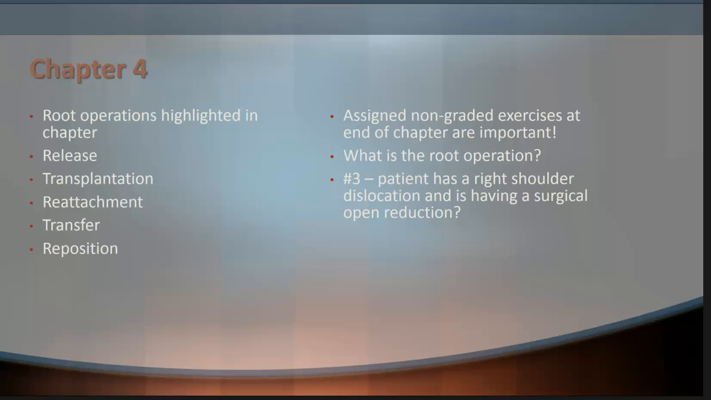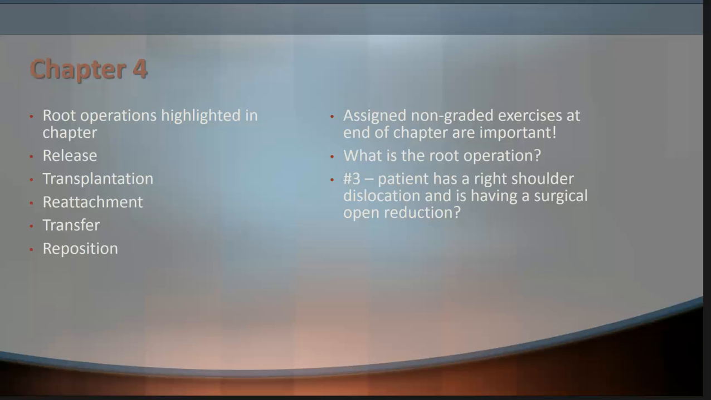And then for the last chapter we're going to talk about in this part 2 of this review presentation is chapter 4. In this particular chapter, your authors are now highlighting specific root operations. They have 5 of them they're highlighting, which are release, transplantation, reattachment, transfer, and reposition.